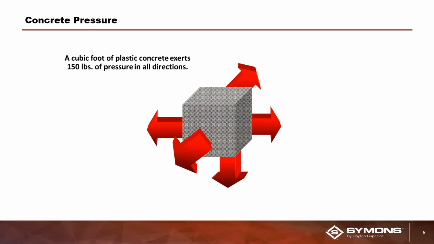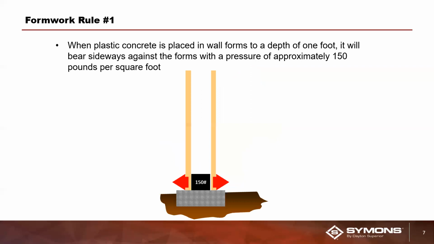So concrete typically weighs about 150 pounds per cubic foot, which means it's going to exert 150 pounds per square foot in each direction. Basically, when it's plastic, it'll take the shape of the forms. The forms are basically the mold of what you're looking to make the concrete into. So it will bear sideways against the form with a pressure of 150 pounds per square foot.